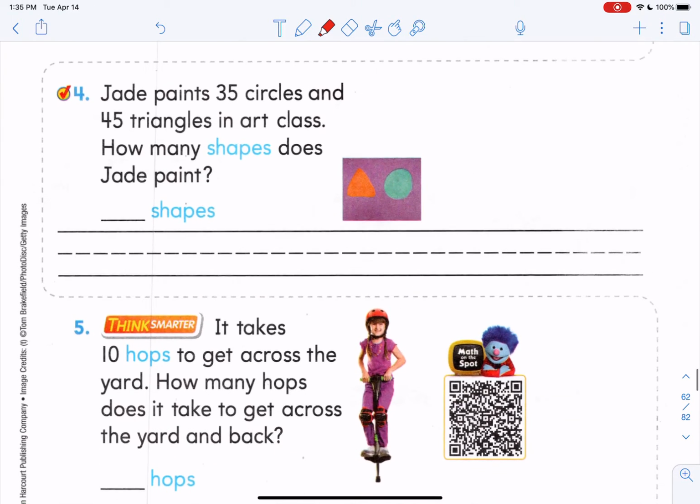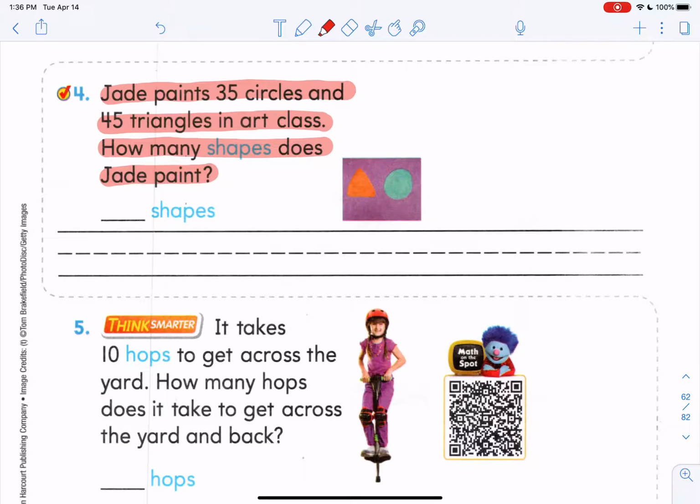Problem 4. Jade paints 35 circles and 45 triangles in art class. How many shapes does Jade paint? Well, you see the shapes. Same thing. Circle your important numbers. Make your number sentence. Draw your tens and ones. You know how to do this.